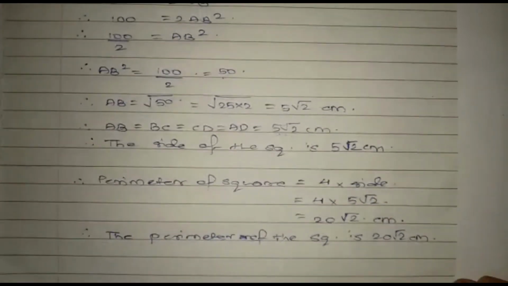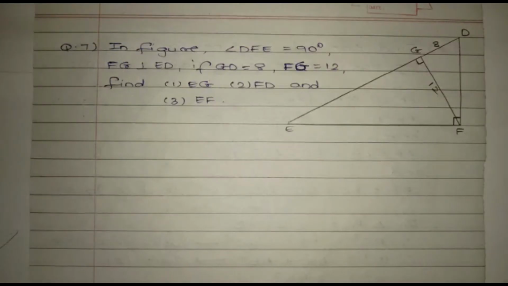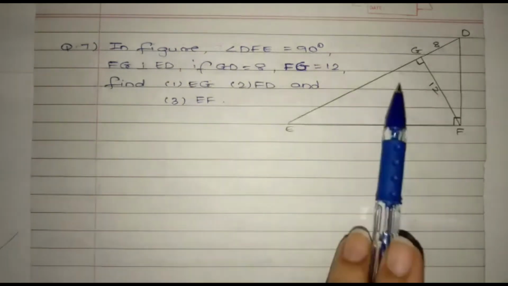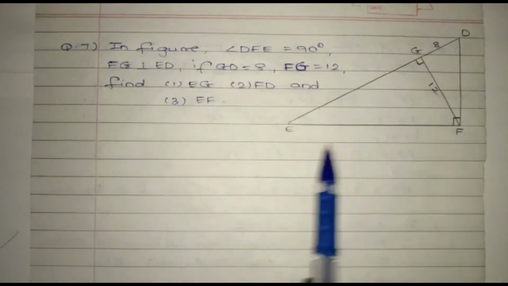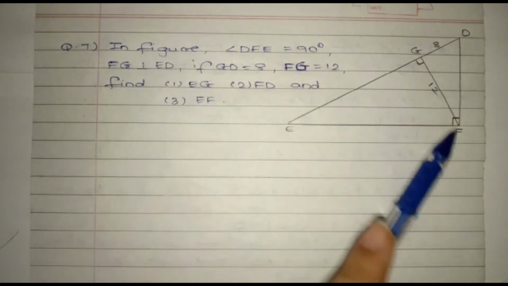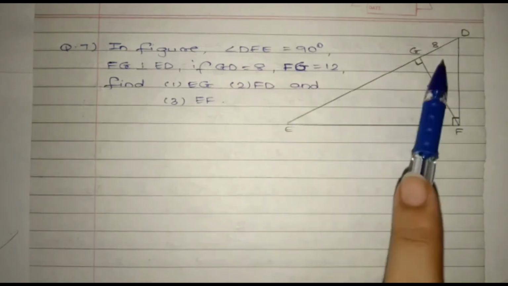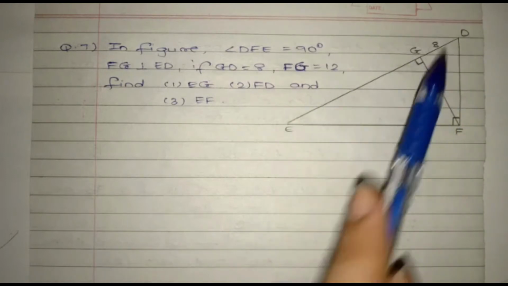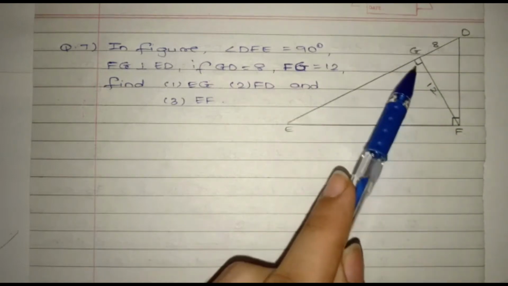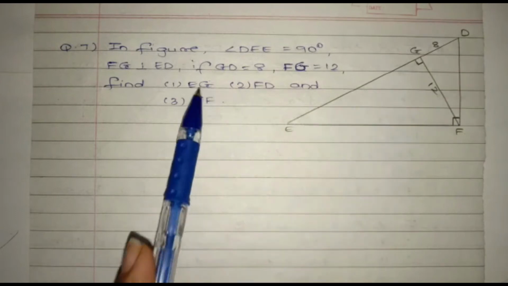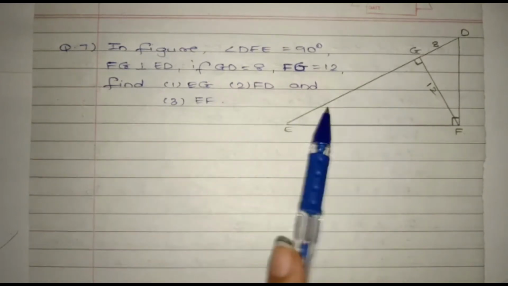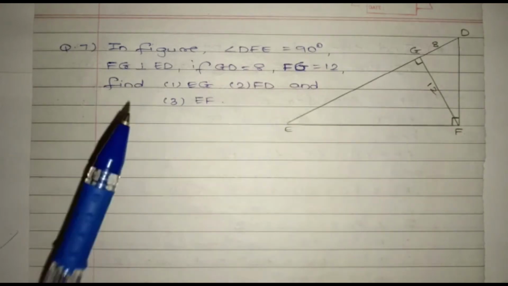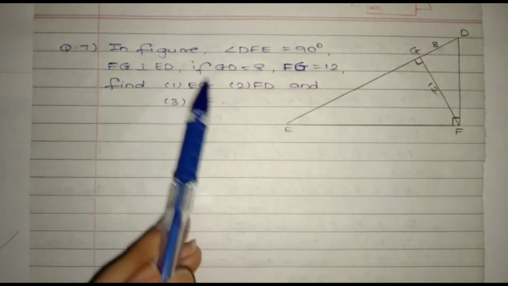Okay, now let us start with the seventh sum. Now in the seventh sum of practice set 2.1, it is given that in this figure angle DFE is 90 degree, FG is perpendicular to ED, GD is 8, FG is 12. We have to find out EG, FD and EF. Okay, we'll go step by step. First we'll find out EG.